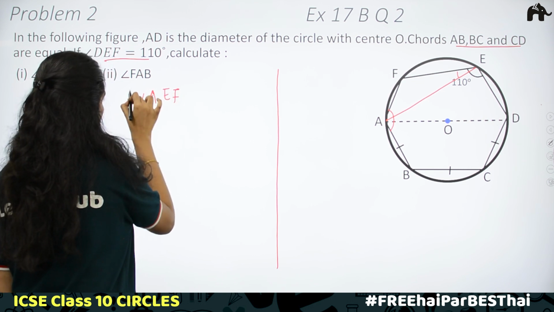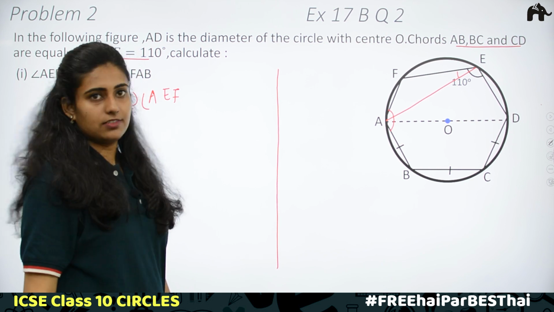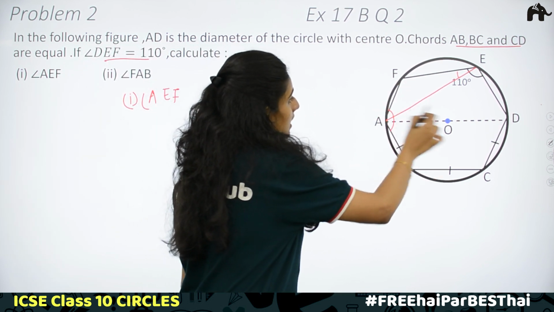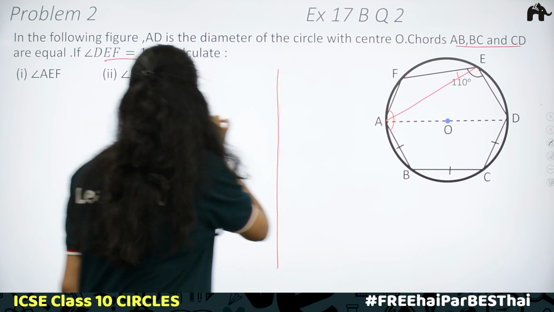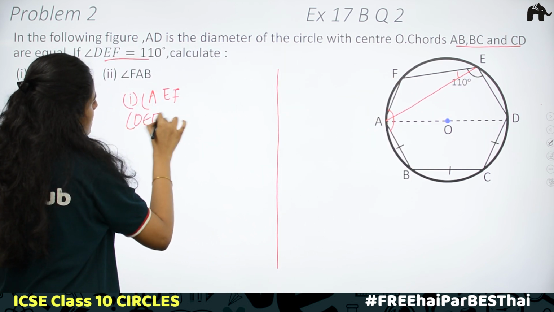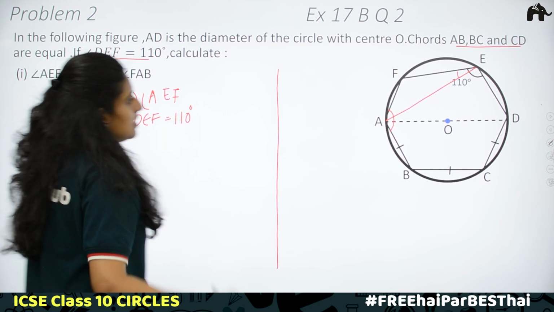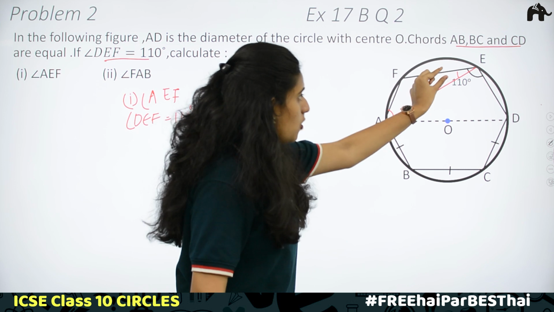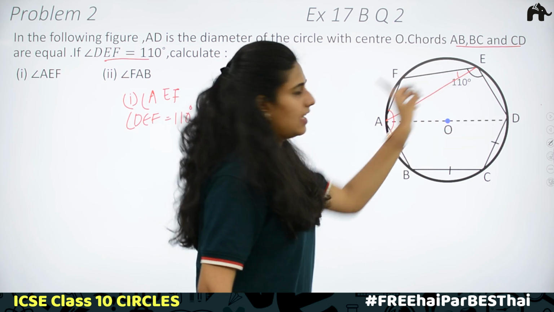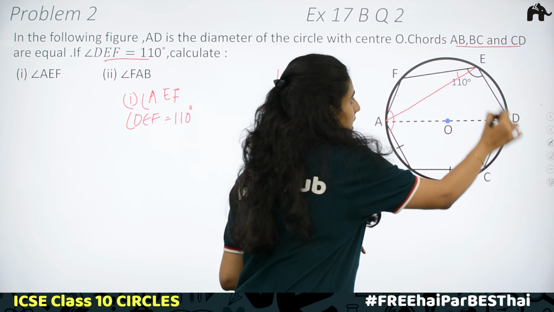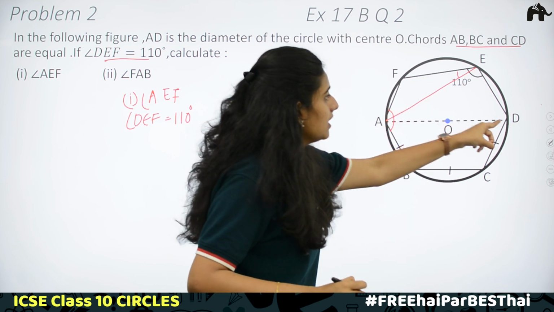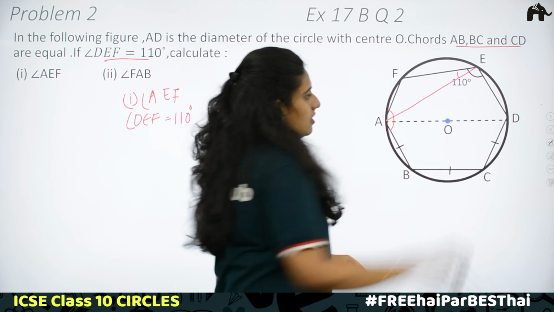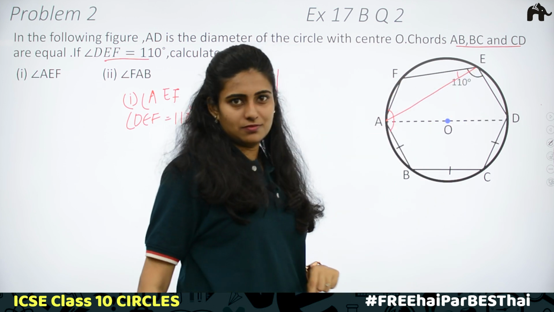First, let us find angle AEF. When you look at this figure, it is given that angle DEF is equal to 110 degrees. AEF is a small portion of DEF. If we are able to find DEA, on subtracting this DEA from DEF, we will get the measure of AEF. How to find DEA now?